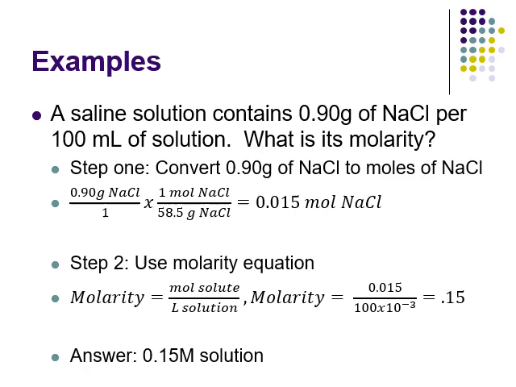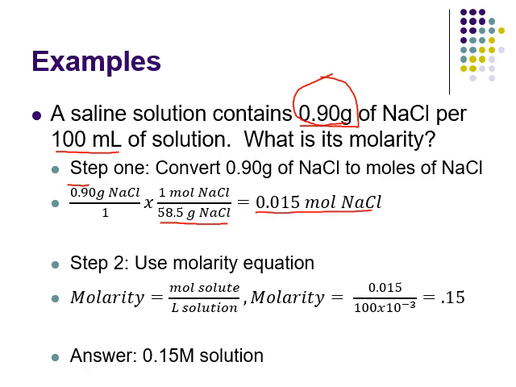Saline solution contains 0.90 grams of salt per 100 milliliters of solution. What's its molarity? Well, molarity requires moles and liters. We don't have either. So first thing I need to do is turn this 0.90 grams of salt into moles. So 0.90 grams of salt, I'm dividing by the molar mass. That's how I turn grams into moles, giving me 0.015 moles of salt.